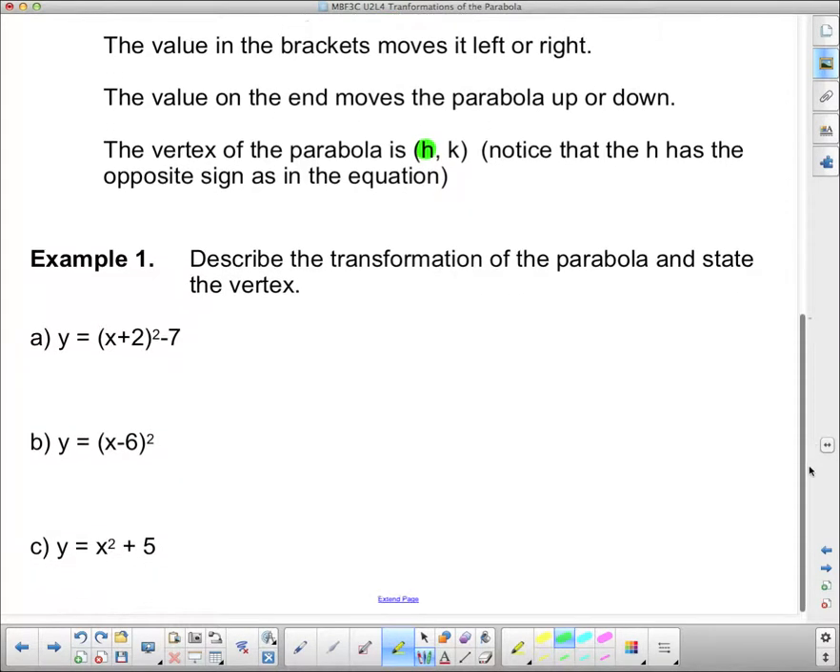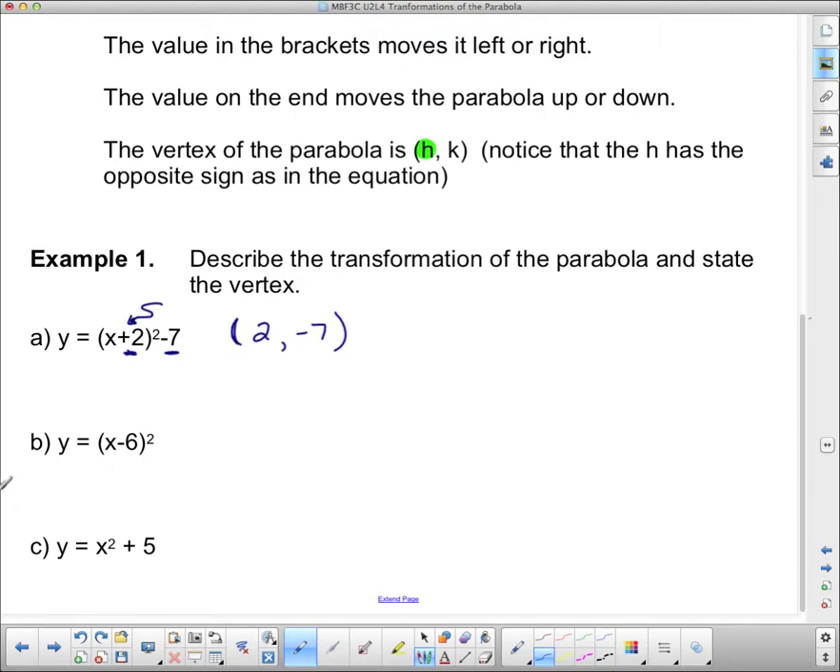So let's describe the transformations that are happening to these parabolas. I'm going to get just a pen here and state the vertex. Let's actually do the vertex first. The vertex we get from here and here, so this is going to be 2, -7. What? Did I make a mistake? Oh, I think you're right. I did actually make a mistake.